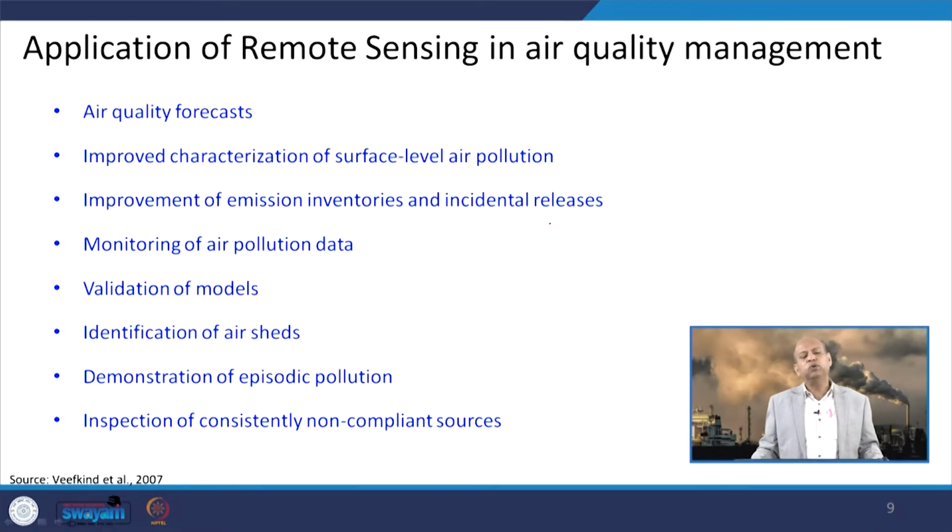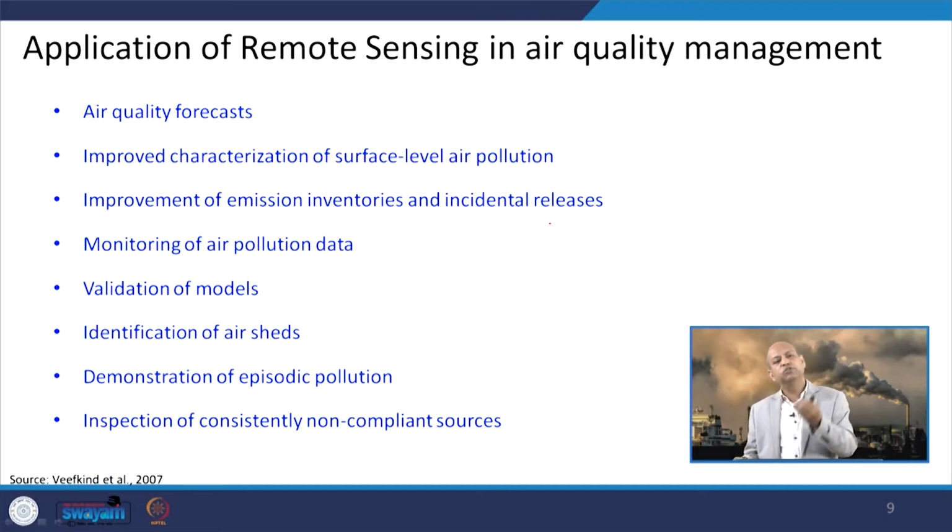Now, what are the applications of these remote sensing data in air quality management? There are many, as this list shows. It can help in air quality forecasts. It can also help in improving characterization of surface layer air pollution information. It can improve the emission inventories and the estimation of incidental releases from particular sources of some pollutants. It also helps in monitoring of air pollution data and validation of models, because it gives additional information.